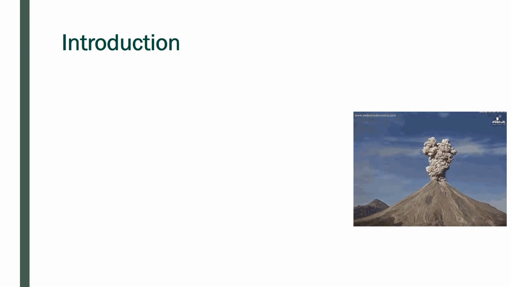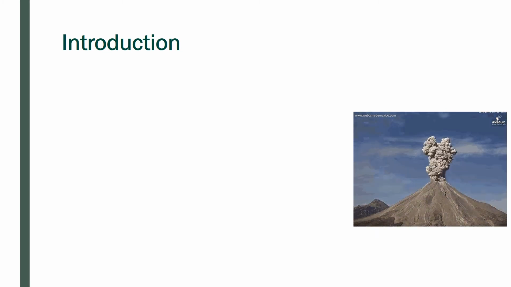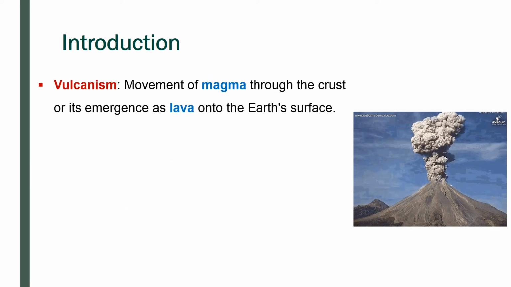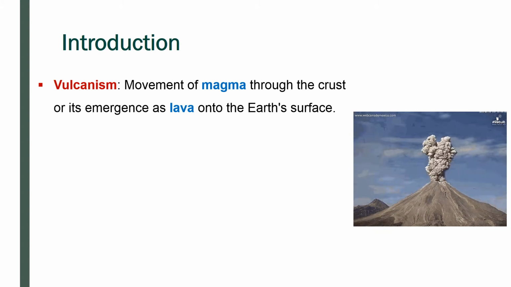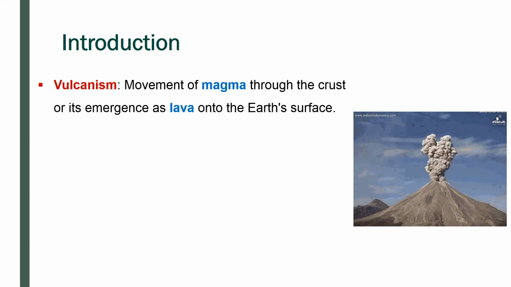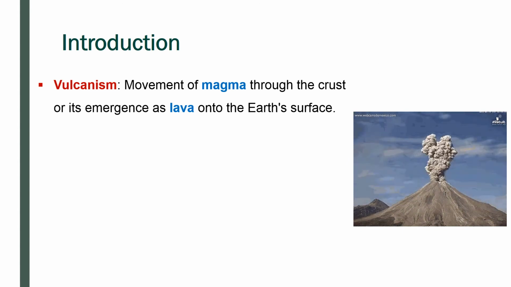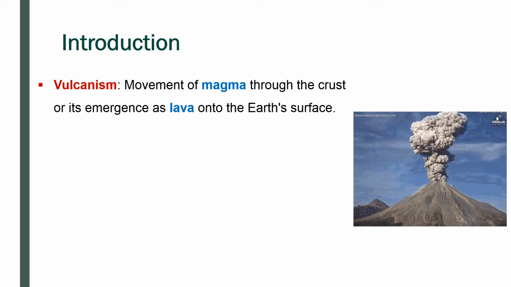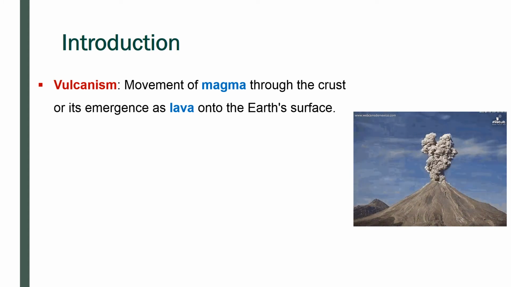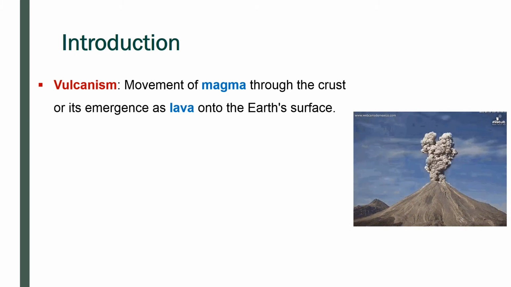So the first definition is the process of volcanism. And volcanism is a movement of magma. You know, the magma is in the magma chamber. The movement of the magma through the crust, and it emerges as a lava. So inside the earth it is called magma. Once it goes outside the earth's crust, we call it lava.